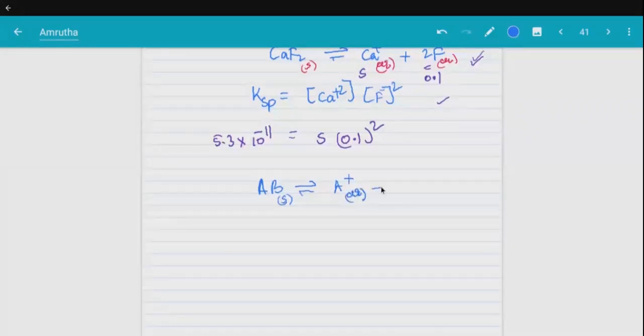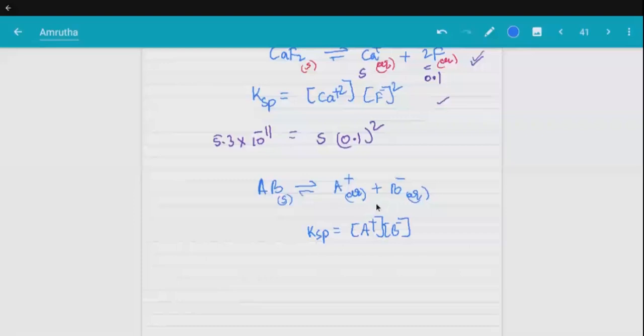All the solubilities we deal with in this chapter, we do in water. That is why I'm writing aqueous solution: B minus aqueous. So what is Ksp here? Very simple. Product of these ions. It is just an equilibrium constant: A plus into B minus.